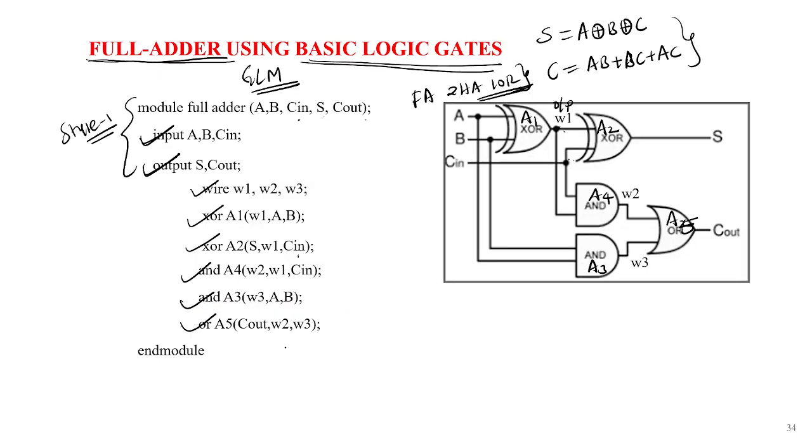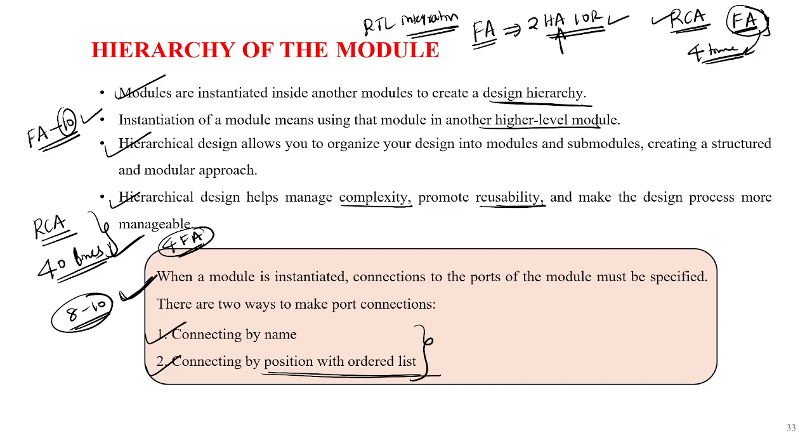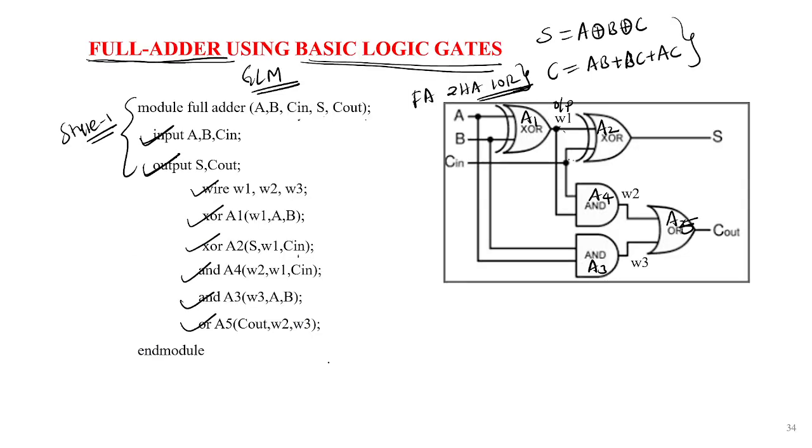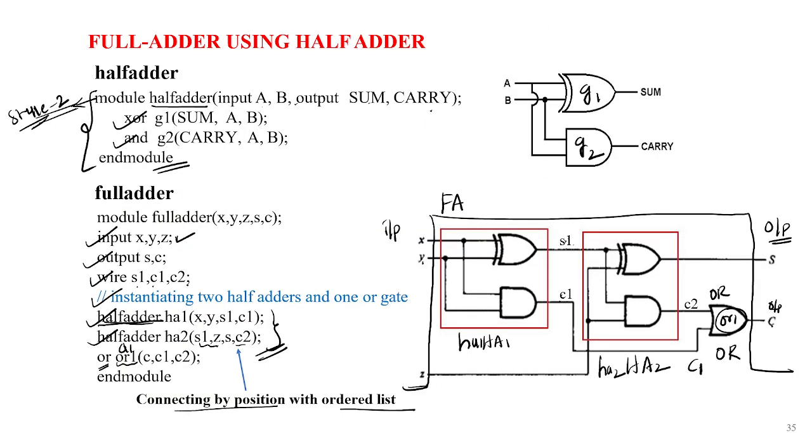First I told you connection by position with order list. The second one I am doing is connection by position with order list. Did you understand how I am instantiating?